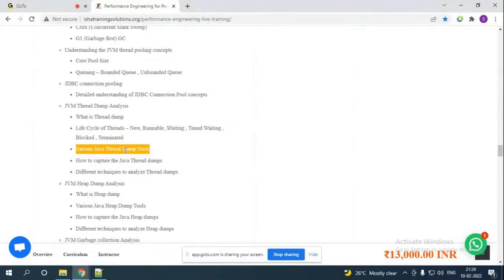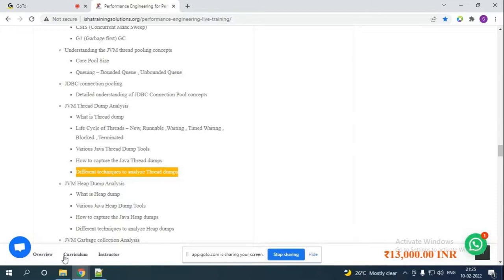What thread analysis are you going to do? Fastthread.io, or even your JVisualVM, or even your JConsole. Okay, like that we are going to use different tools, and different techniques to analyze your thread dump. If I am manually analyzing the thread dump, how will I analyze? Or through a tool, in an automated way, if I wanted to do the analysis, how should I do it? That explanation also we are going to check, guys.